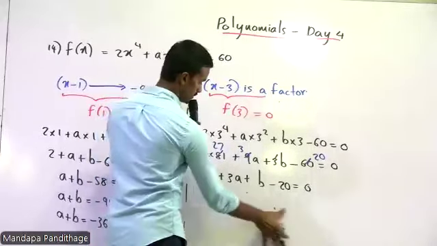3a plus b minus a minus b is equal to minus 34 plus 36, which gives you 2a is equal to 2, which means a is equal to 1. Even though you are getting big values like 94, a is equal to 1. Then using the first equation, a plus b, 1 plus b is equal to minus 36, which gives you that b is equal to minus 37.